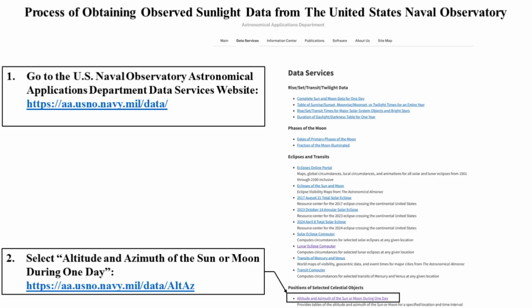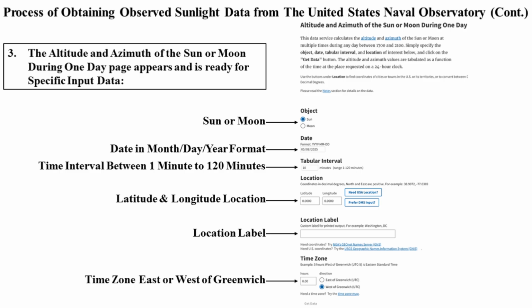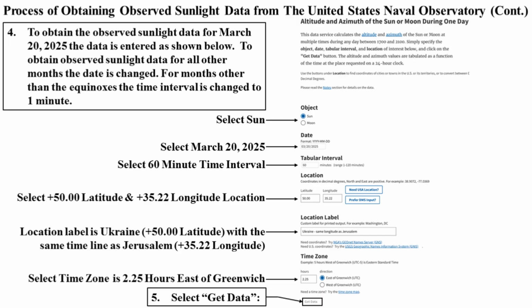Step 2. Select altitude and azimuth of the Sun or Moon during one day. Step 3. The altitude and azimuth of the Sun or Moon during one day page appears and is ready for specific input data. Items to be specifically inputted are Sun or Moon, date in month, day, year format, time interval between 1 minute to 120 minutes, latitude and longitude location, location label, and time zone east or west of Greenwich. Step 4. To obtain the observed sunlight data for March 20th, 2025, the data is entered as shown below.